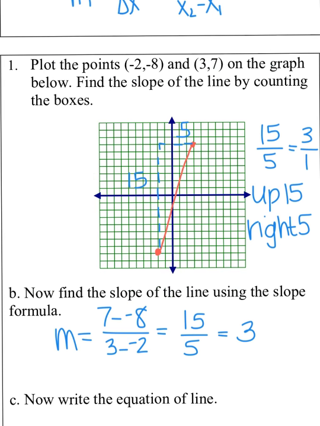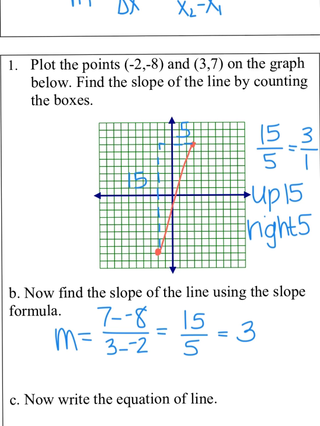Okay, so you should have counted your boxes going up and then to the right, starting from -2, -8, and going up to 3, 7, and found that the rise was 15 and the run was 5. So putting those into a fraction, rise over run, we get 15 over 5, so our slope is 3. So we get that from counting boxes, but we can also use the slope formula. So we did y2 minus y1 on the top, x2 minus x1 on the bottom, get the same exact thing, 15 over 5, and confirm that our slope is 3.